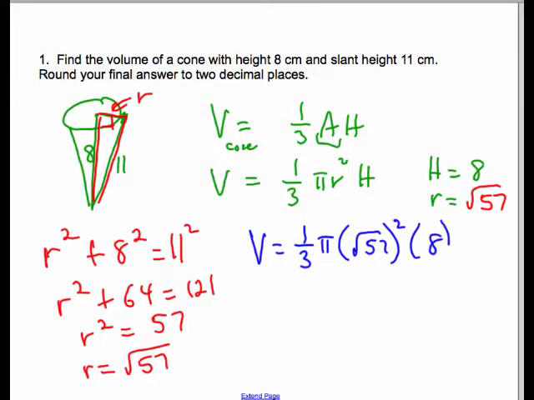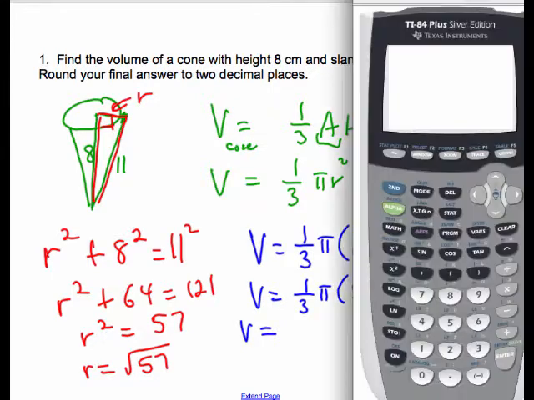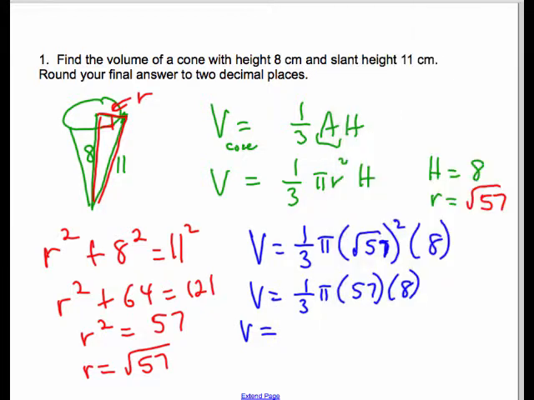squared times 8. Before we resort to the calculator, let's just simplify this expression. This is 1/3 pi times 57 times 8. 57 times 8 divided by 3. Let's bring up my calculator. 57 times 8 divided by 3 gives me 152. So that's 152 pi.